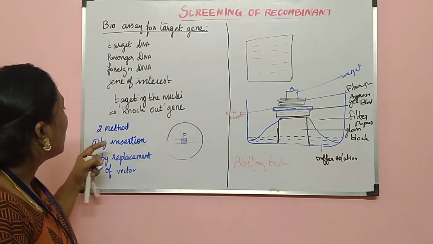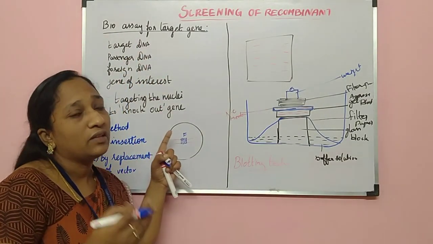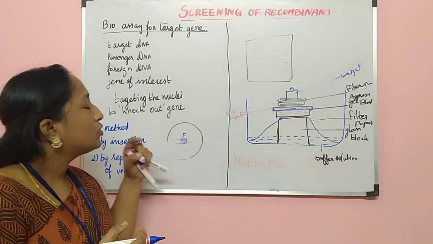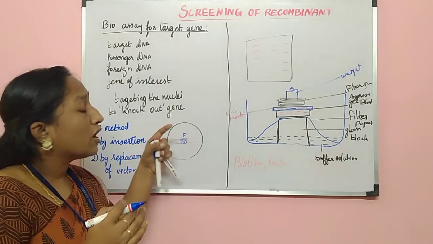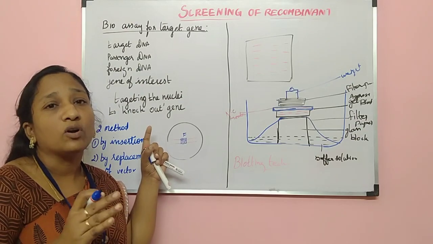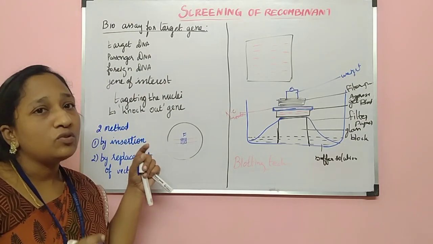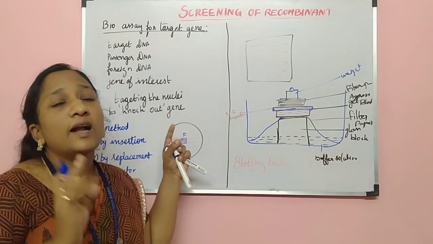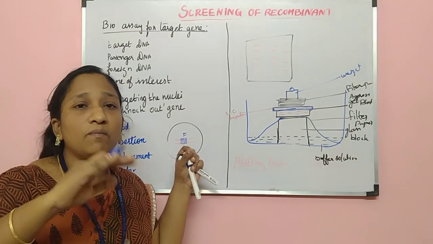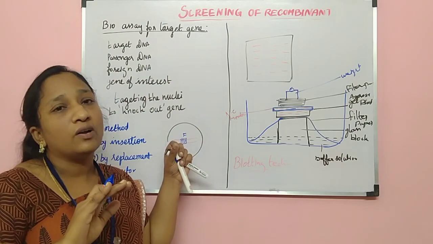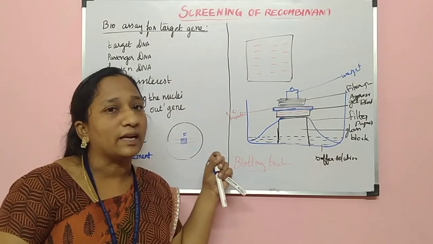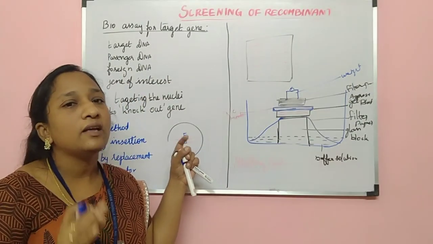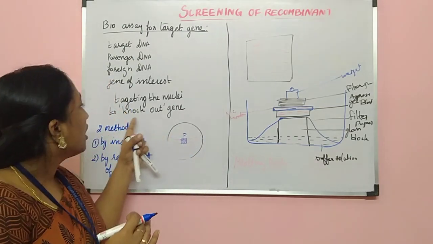There are three processes: gene knockout, gene knockdown, and gene knock in. What is gene knockout? If we don't want a gene, we take it out. Gene knockdown means we make the gene silent, and gene knock in means we make it get inside. So there are three steps, but in your book only gene knockout is given.